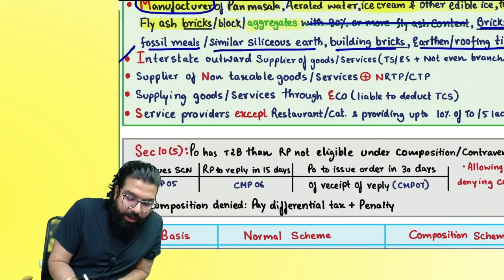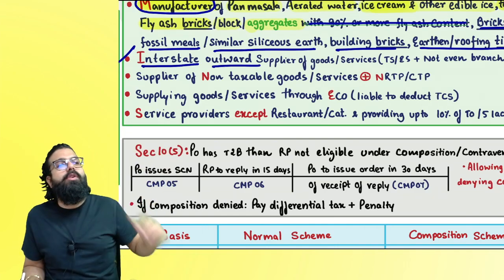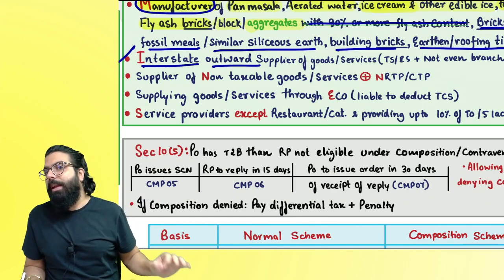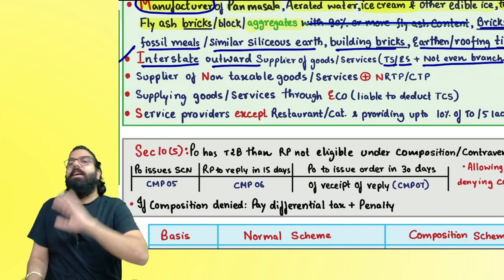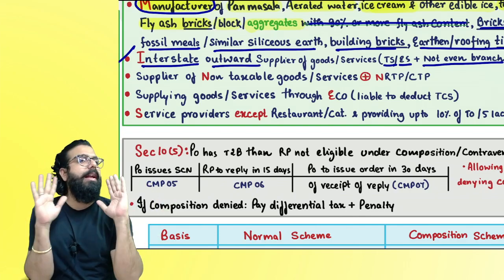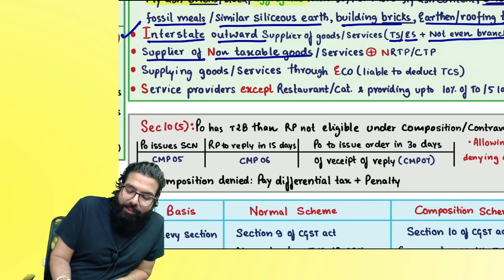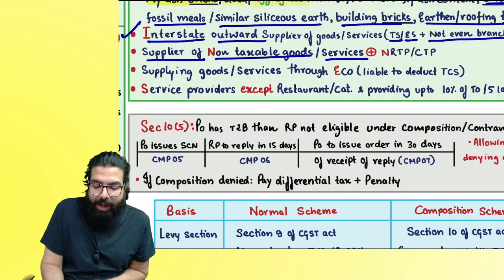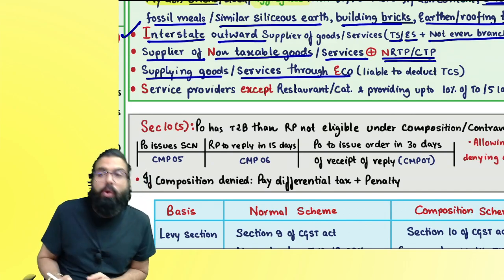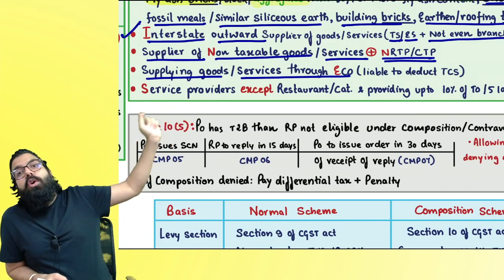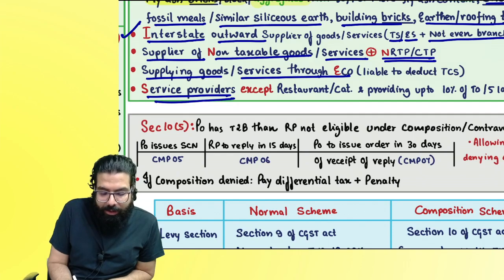The next one is an interstate outward supplier of goods or services. If you are supplying goods or services from one state to another, you will become ineligible for composition. You can't do taxable supplies, exempt supplies, not even a branch transfer outside the state. If you do, you will become ineligible for the composition scheme. Then supplier of non-taxable goods or services is also ineligible, and NRTP or CTP is also ineligible. If I am supplying through an e-commerce operator who will deduct TCS, then also I am ineligible. And the last one is service providers other than restaurants.